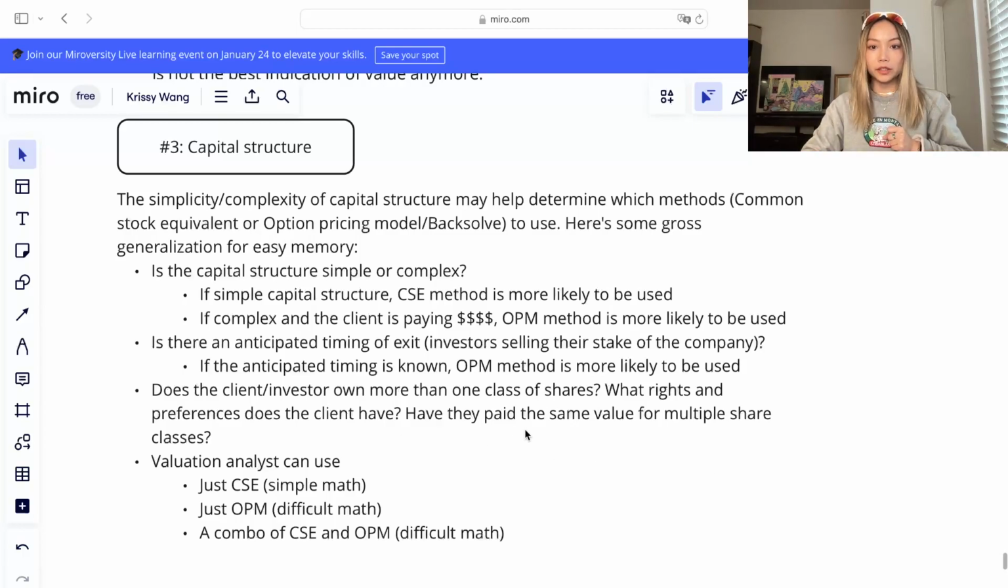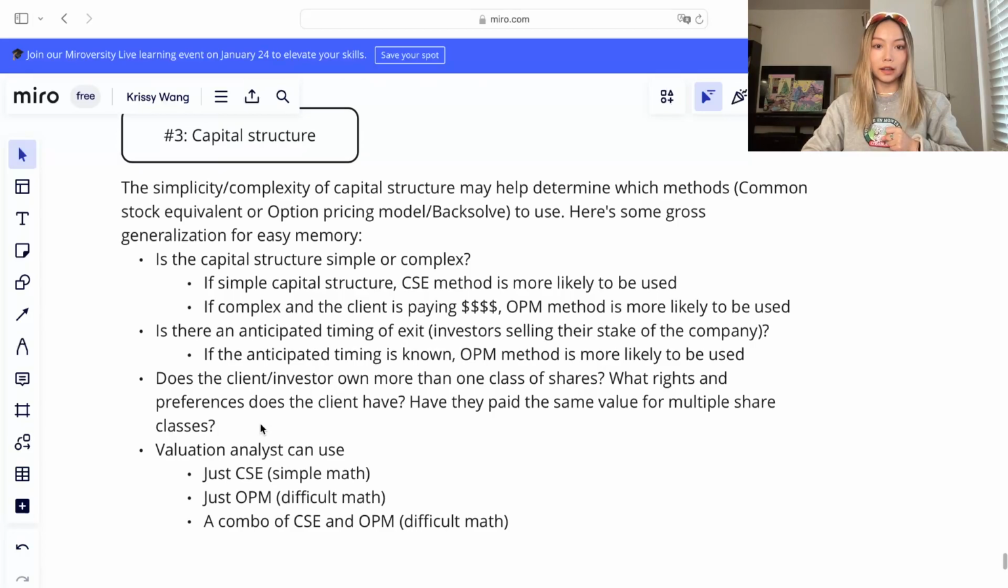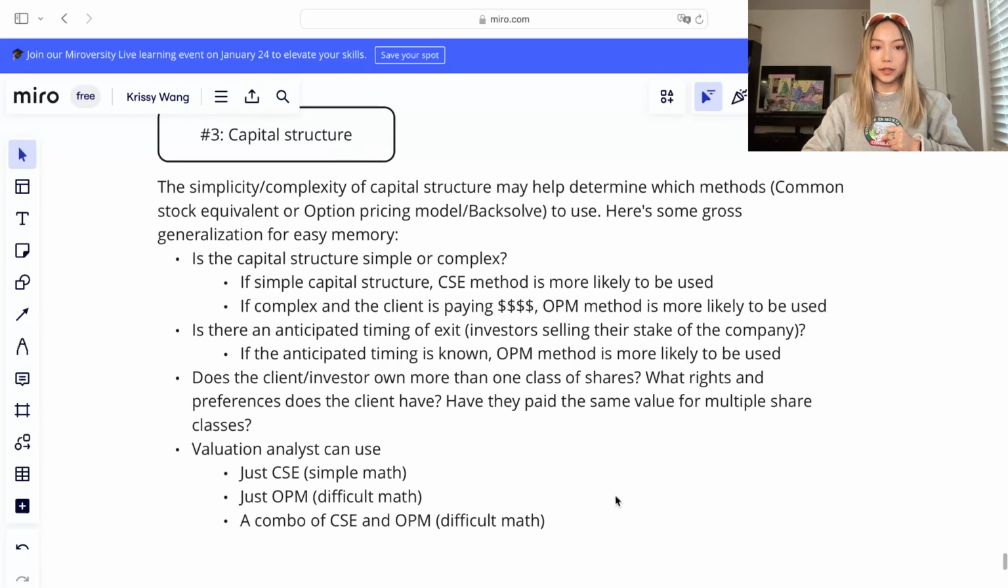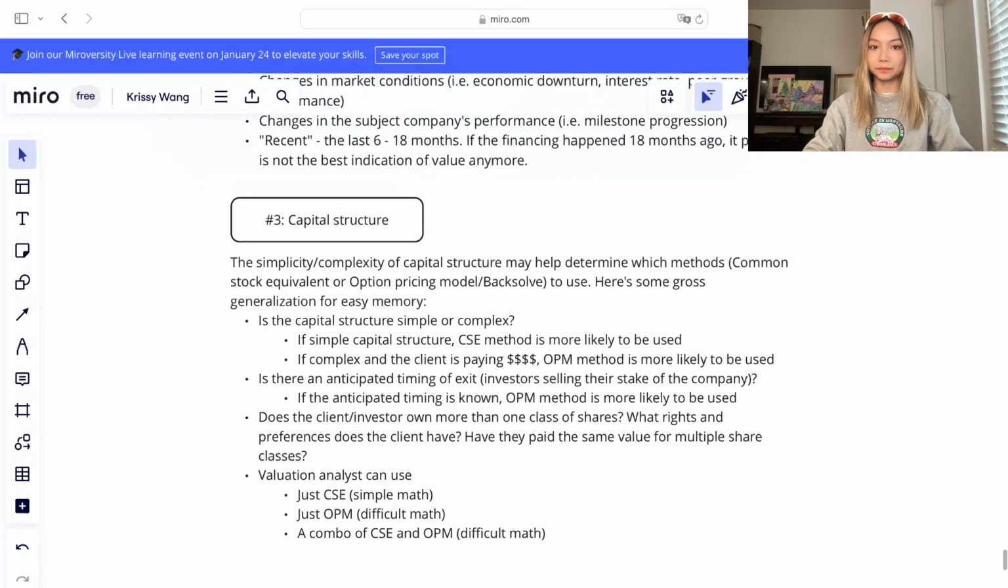And there's a couple more questions. I won't read them, just for you to read on your own time. To bring home this point, when valuation analysts use the recent round of financing approach, they can use just the common stock equivalent method, just the OPM method, or a combo of both. It really depends on the situation and how much time or compute power they have on their team.